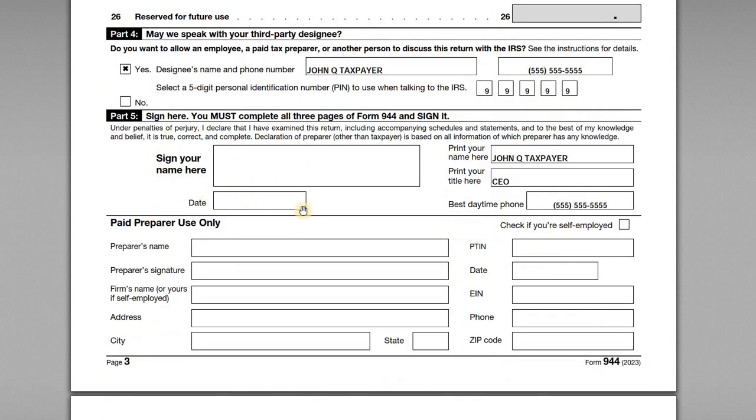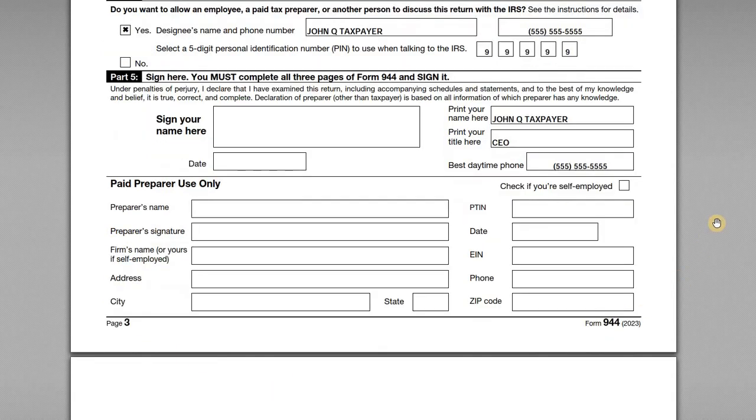Part 5, John would sign, date this. He's got his printed name, his title at the company, and a best daytime phone contact to reach him. And the paid preparer section here is blank because John's filling this out himself. All right, so that section can be blank. But obviously, if you're using a CPA or a lawyer or another bookkeeping service to prepare this on your behalf, you would see their details down here below, right, as the paid preparer.